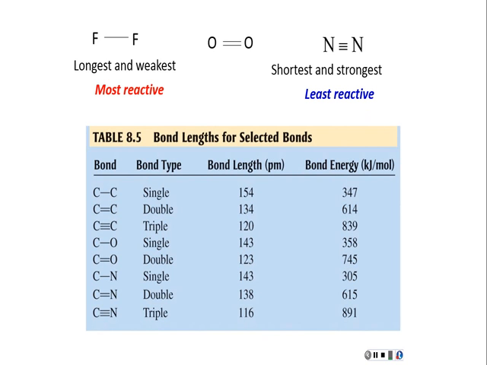Because the single bond is the longest and the weakest, that means that the F2 molecule is the most reactive of the 3. In fact, the N2 molecule is so unreactive that most of our atmosphere is made up of this, and we breathe it in, we breathe it out, we can't do anything with it. But it also means that when N2 is formed in a chemical reaction, there's an awful lot of energy released from that triple bond forming.